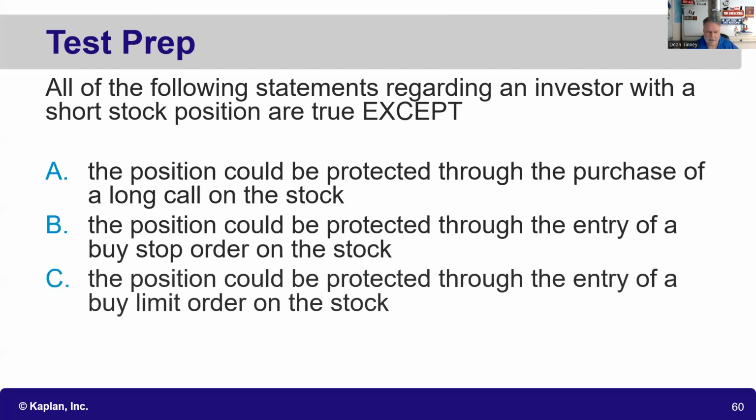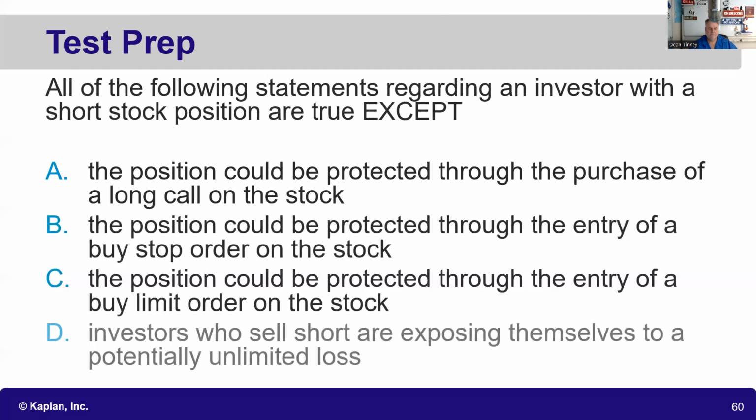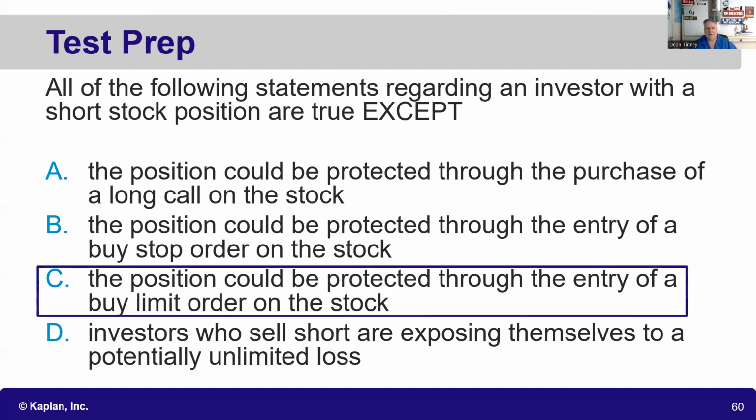The position could be protected through a buy limit. And in a buy limit, it's not protected because I only want to buy it if I can have my price or less. And that means if it's never my price or less, the stock continues to go up and I continue to hemorrhage money. A buy limit may or may not be executed. Buy stop, ding, it gets triggered and I market order, I'm out of here. Yeah, if you don't do A or B, you're exposing yourself to potential unlimited loss, and C doesn't protect you. So the answer there is C.